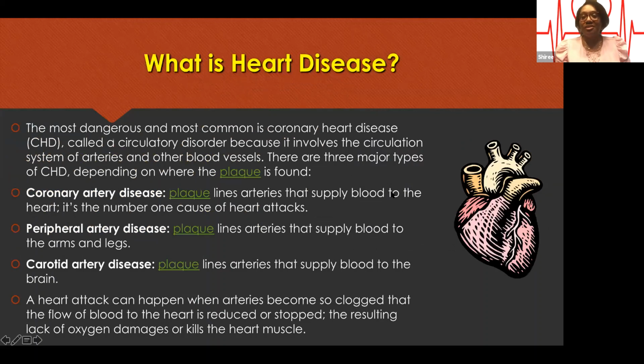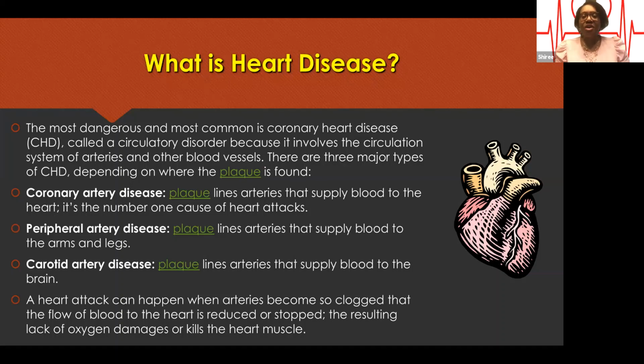So what is heart disease? This is a term that we hear all the time, coronary artery disease, heart disease. So what exactly is heart disease? Obviously it is a disease of the heart, but what exactly does that mean in terms of how it really affects the heart?